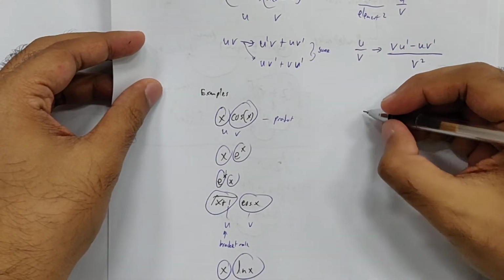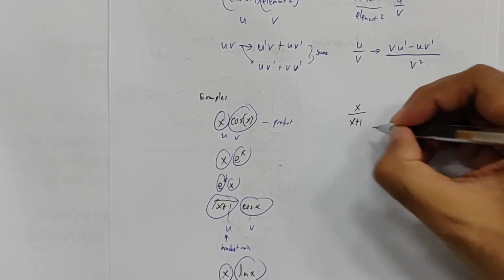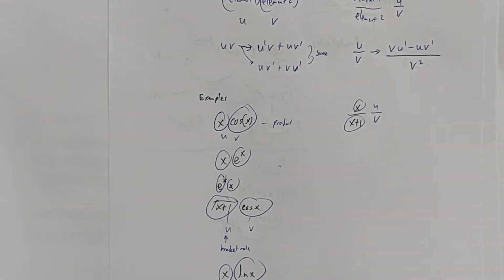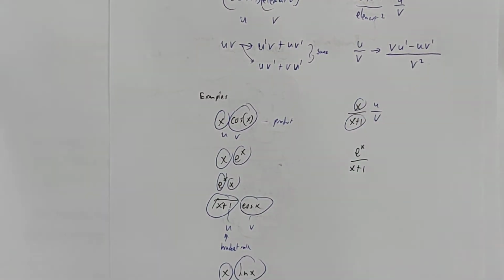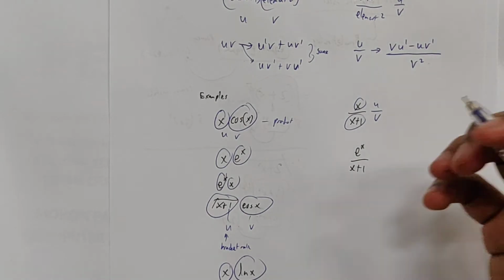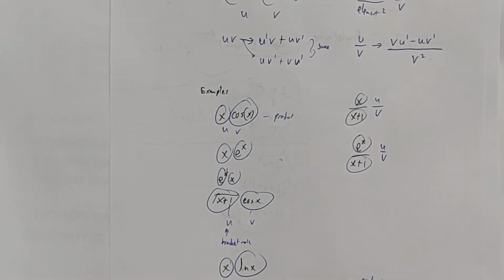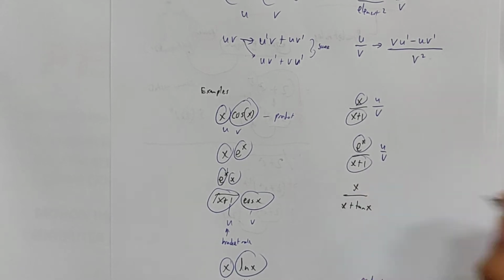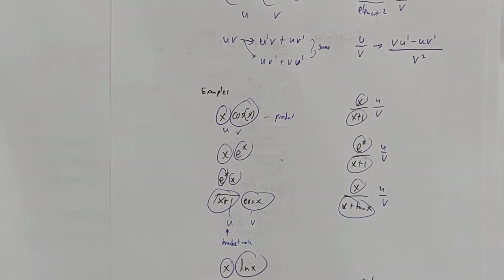Now what about if I give you something like this? The easiest will be like x over x plus 1. You can see easily, sir, this is u over v. No problem. What about if I give you something like this? e^x over x plus 1. Can you see the element? No problem, sir. Life can be settled. Now what about if I give you something like this? Where's the element? No problem, sir. Easy.